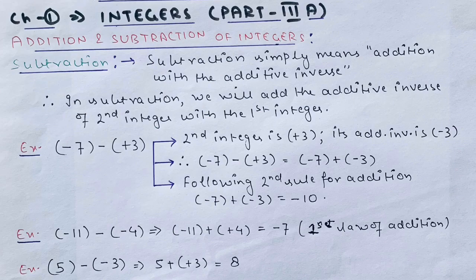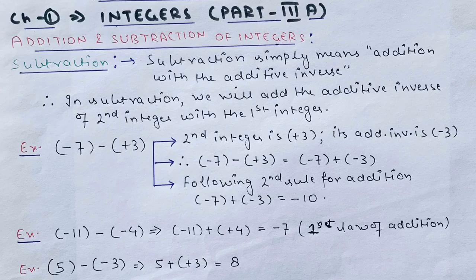Now coming to our subtraction. What is the meaning of subtraction? Subtraction simply means adding with the additive inverse. Additive inverse I have told you in my previous class. The additive inverse was the integer with the opposite sign. You just have to reverse the sign. Like if 7 is there, its additive inverse will be minus 7. If minus 3 is there, its additive inverse will be 3. You just have to change the sign. That becomes the additive inverse of an integer.